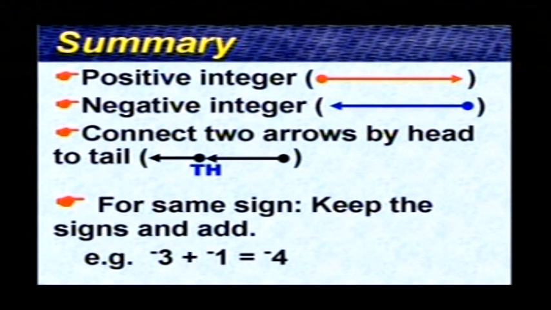Negative 3 plus negative 1. We add the two numbers and then keep the sign. What is the sign common in both of those? Negative. Negative is the common sign. So we keep the sign, and our answer has the negative sign. So that's what the rule is really explaining. For same signs, keep the sign and add.